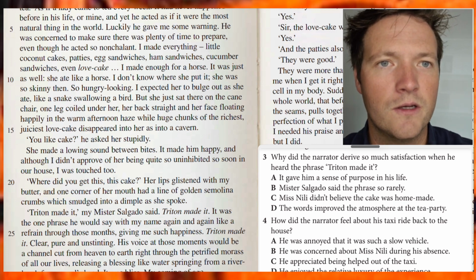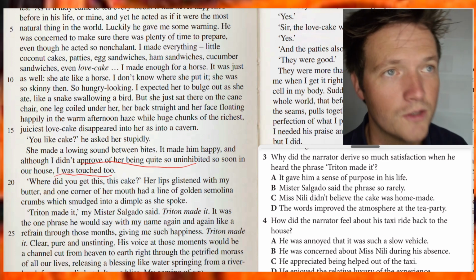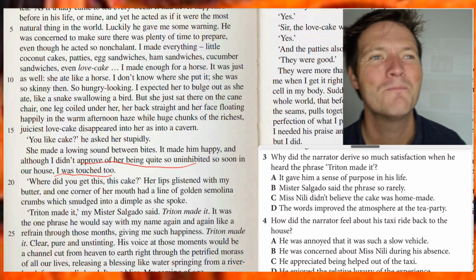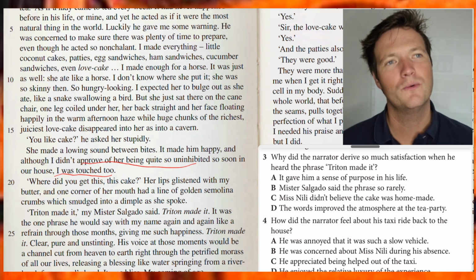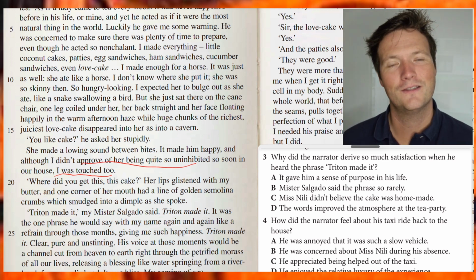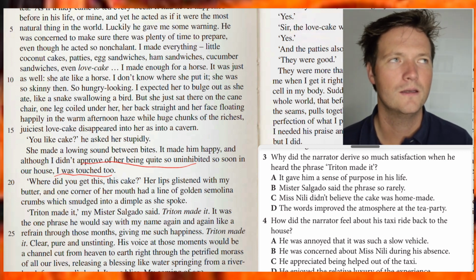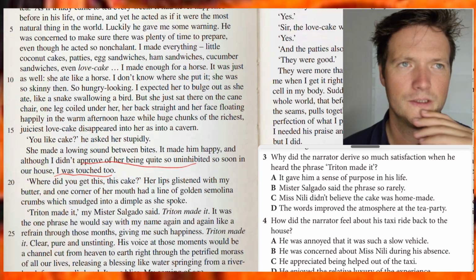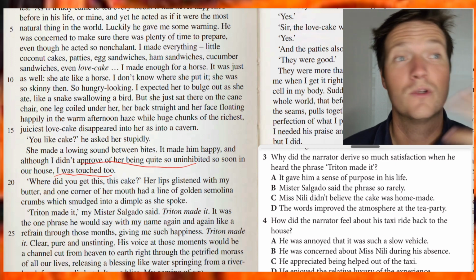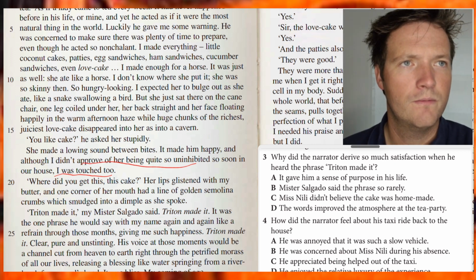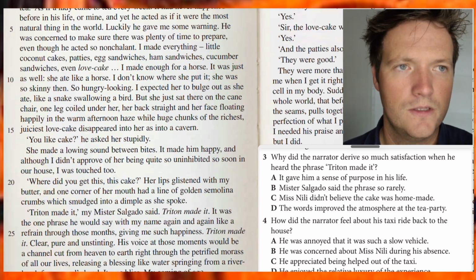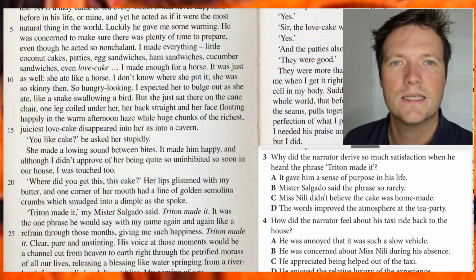Now I think this could be important to number 2 as well, right? It talks about her feelings. So he didn't approve of her being quite so uninhibited, but he was touched too. So he didn't necessarily like her going with her mouth full like a cow, but he was touched. It made him feel some sort of affection for her. He was pleased. Okay, so that doesn't really tell us about this sentence that we're looking at. Triton made it. Why does that satisfy him so much?